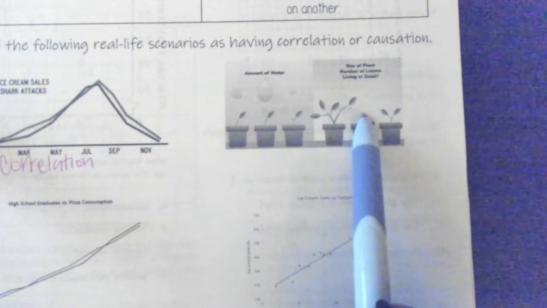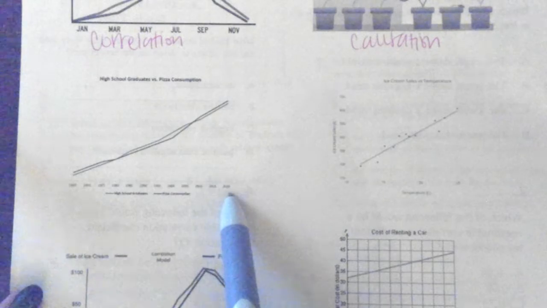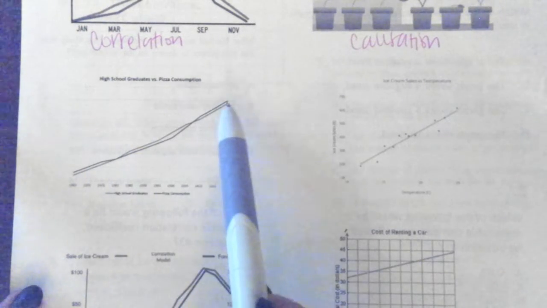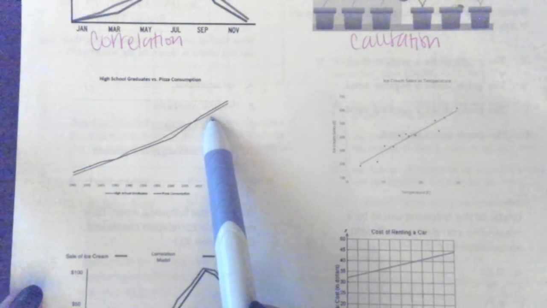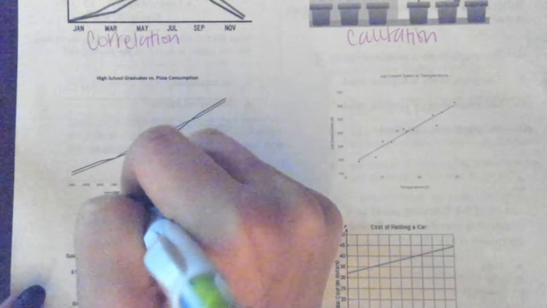This graphic shows the amount of water we watered the plant and how much growth we had. Because how much growth a plant has is dependent on how much we water it, that is a causation. So one last one. High school graduates versus pizza consumption over the years. Both are trending upward similarly, but the number of pizzas you eat does not determine whether you're graduating high school or not, and vice versa is not true. So again, this is correlation.